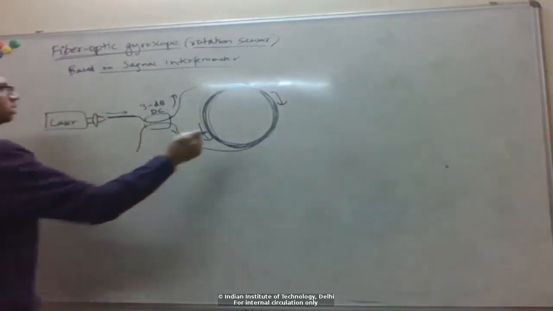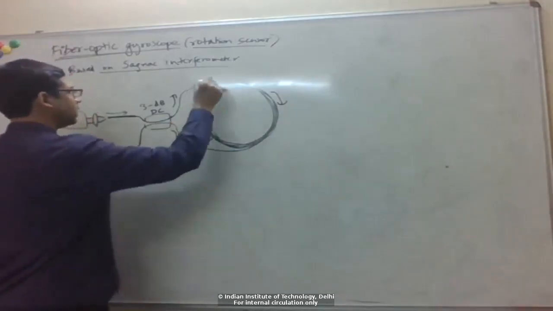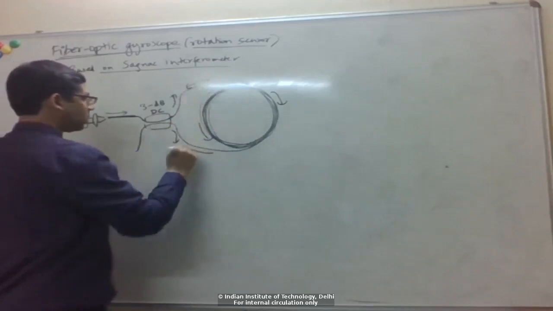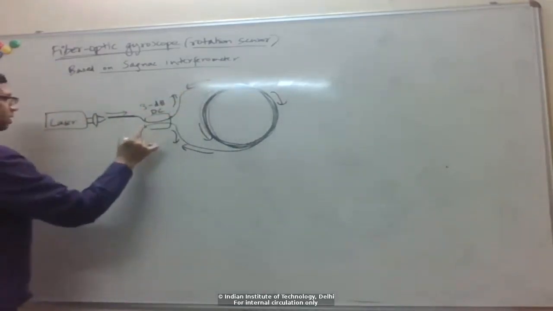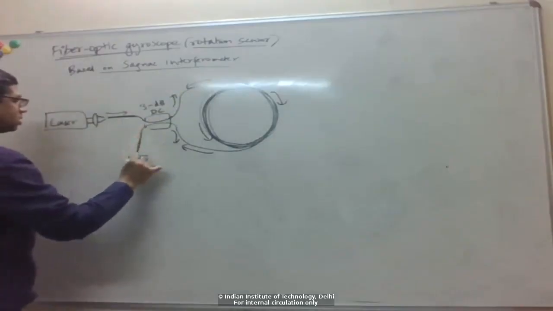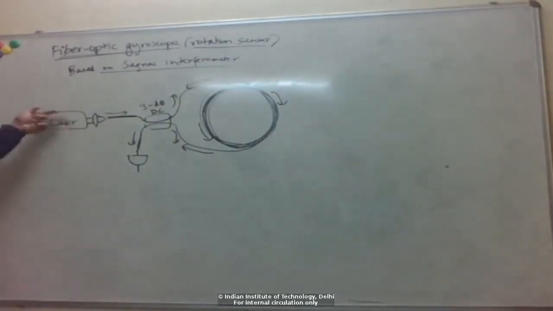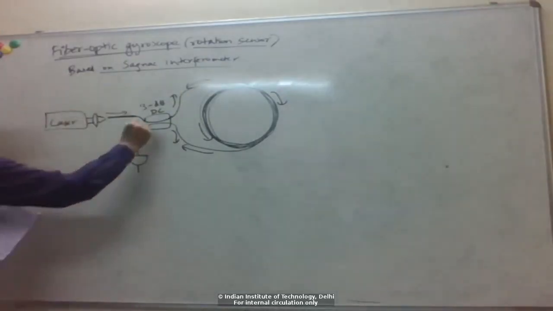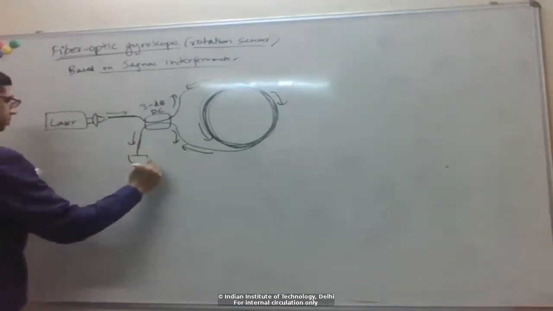Again they acquire some phase shifts here, and then they come back out here, and recombine at this directional coupler, and then we take the other port. One port is used for the input. Light coming out of the other port, we send it to a detector.